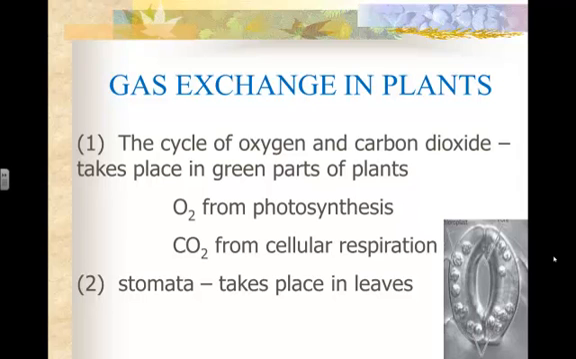So what you need to list on the quiz, when I ask you to list the ways gases are exchanged in a plant, the first one you would put is the cycle of photosynthesis and cellular respiration. So make sure you put it that way. The cycle of photosynthesis and cellular respiration. In the leaves, you also have the stomata. So that's gas exchange. So you've got two things going on for gas exchange in the green leaves.